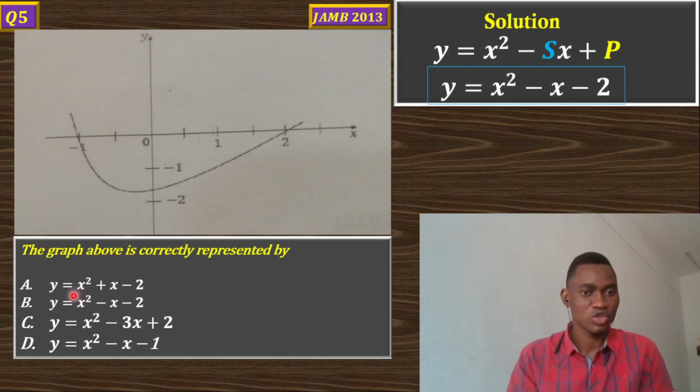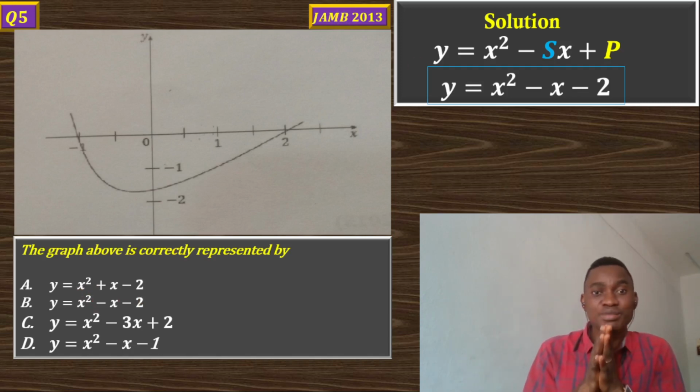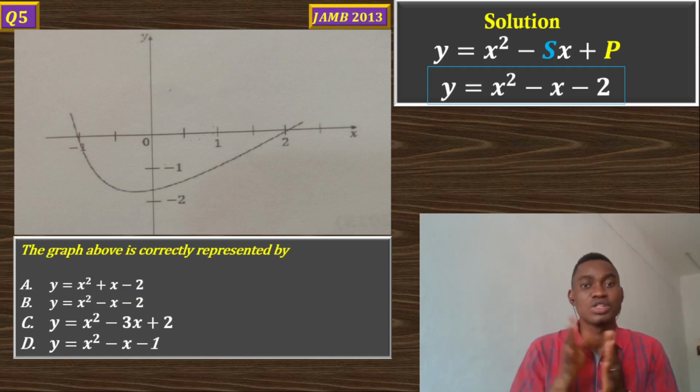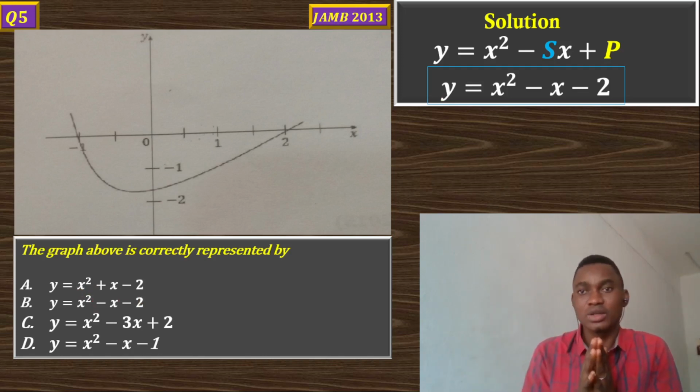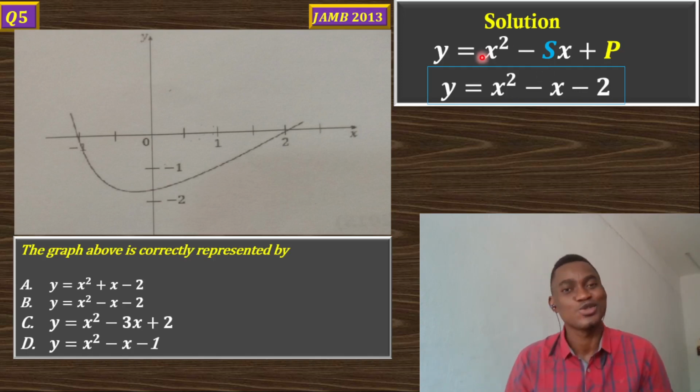This is the correct option to this JAM 2013 question. I think it is very, very simple. If you see this kind of question, just sum the roots, multiply the roots, then apply this formula, plug in, and you are good to go.